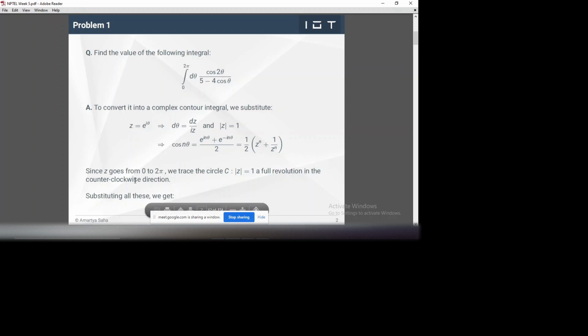And as I said, sorry, there is a typo. Since theta goes from 0 to 2 pi, we actually trace this unit circle a full revolution, and most importantly in the counterclockwise direction. As we know, the convention is that whenever we go in the counterclockwise direction, theta increases. So in the counterclockwise direction, theta increases from 0 to 2 pi.